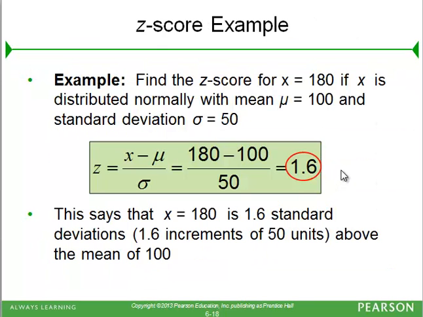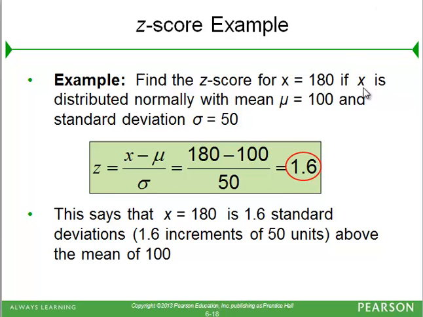For example, to find the Z-score for x equal to 180, if x is distributed normally with the mean mu of 100 and standard deviation sigma of 50, the Z-score for x equal to 180 is 180 minus 100 over 50, equal to 1.6. So the Z-score for the value x equal to 180 is 1.6.